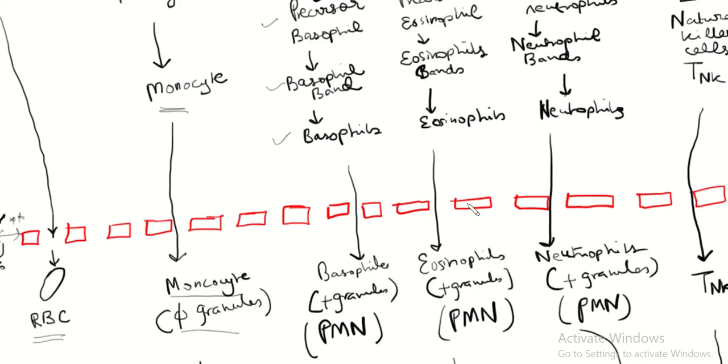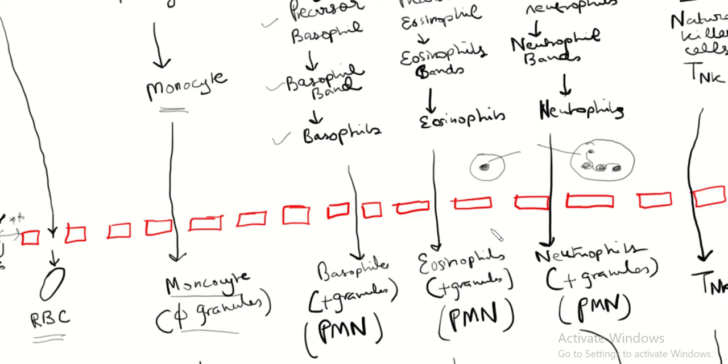Additionally, there's something very interesting about basophils, eosinophils, and neutrophils, other than the fact that they have granules. Their nuclei. You know how the nucleus is like this, right? Their nuclei are multilobulated. Okay? Multilobulated. See, difference? This is round. This is multiple lobes.